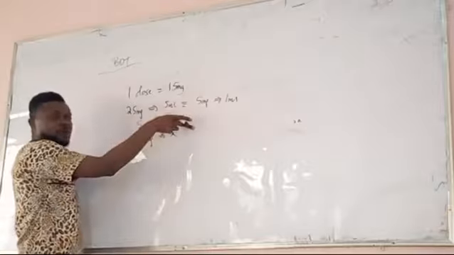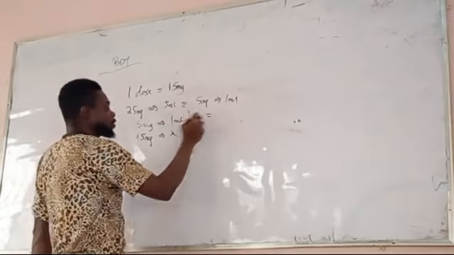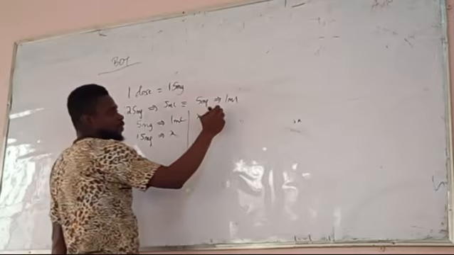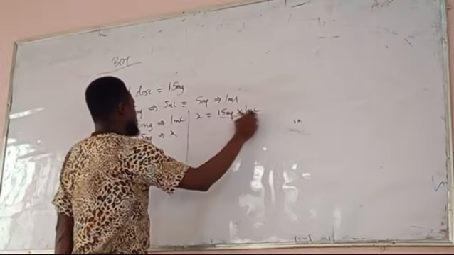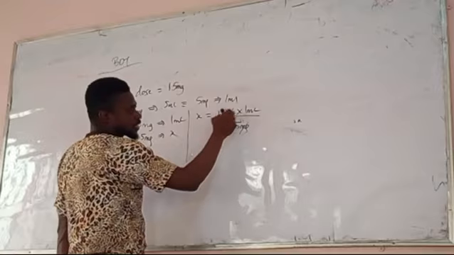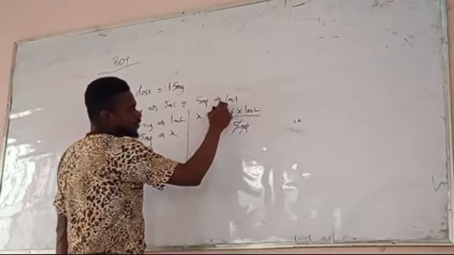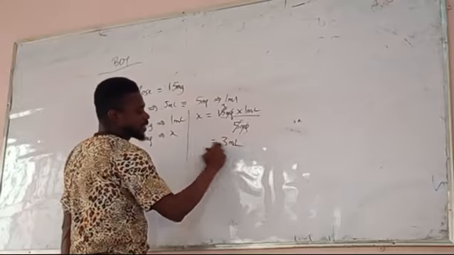5 milligrams is in 1 ml, 15 milligrams will be X. So X is equal to what? We cross multiply: 15 milligrams times 1 ml all over 5 milligrams. Milligram cancels milligram. 15 divided by 5 is 3. 3 times 1 ml is 3 ml.